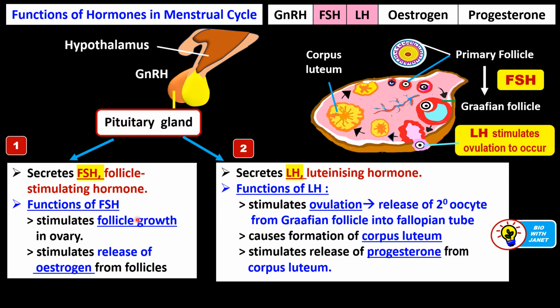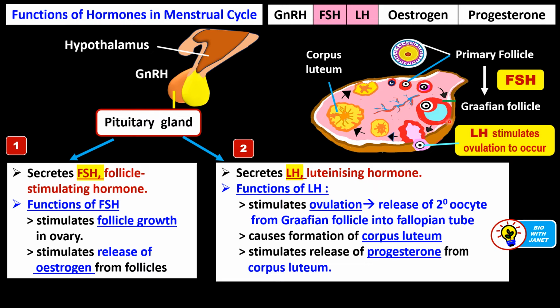Now let's talk about FSH. So FSH is the follicle stimulating hormone. As its name implies, it stimulates the follicle to grow in the ovary. For example, from a primary follicle, the follicle will develop to become a secondary follicle, and finally the biggest follicle of all, that is the Graafian follicle.